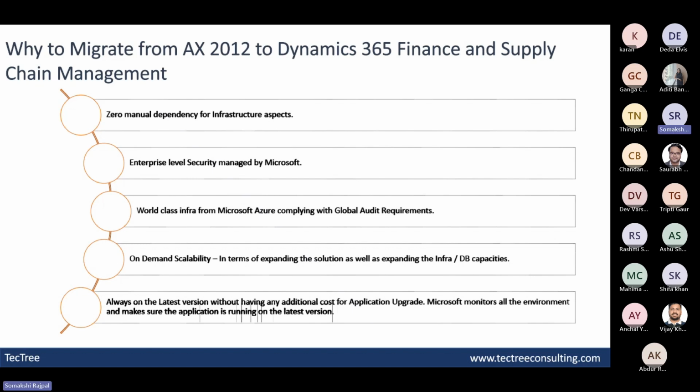Moving further, world-class infrastructure from Microsoft Azure, complying with global audit requirements. So even when disasters happen and there are so many web threats nowadays, your company will not suffer. Like Dynamics 365 Finance and Supply Chain, it takes advantage of Azure global reach, and extensive backup features are available here. So your ERP system and your data are regularly backed up, and they ensure that they are secure and accessible even if your local infrastructure fails.